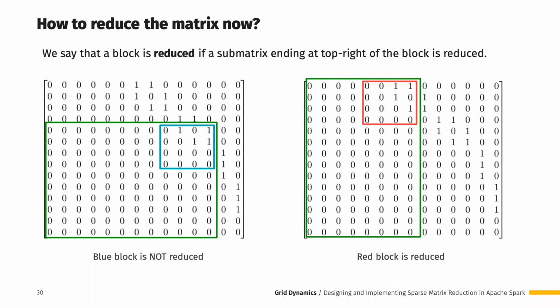So first of all, two helper definitions. Trust me, these are going to be, I believe, the last two. So we say that a block is reduced if the submatrix that's ending at the top right of this block is reduced. So for example, this blue block is not reduced. The submatrix that we are talking about is this green one. And obviously, we see that in this green submatrix, there are two columns with the same pivot. So this one and this one. They have the same pivot. So this block is not reduced.